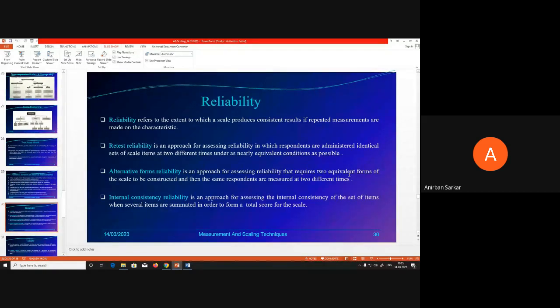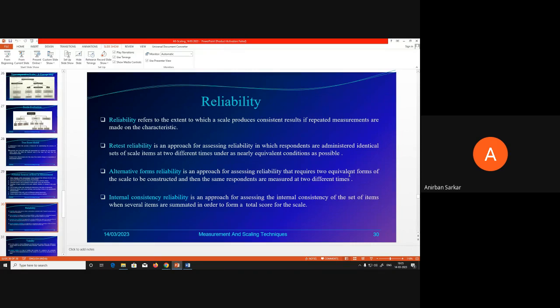Now, consistency leads to reliability. Now, there are three types of reliability. One is test retest reliability, alternative forms reliability, and internal consistency reliability. Now, what is test retest reliability? Actually, it is an approach for assessing reliability in which respondents are administered an identical set of scale items at two different times under as nearly equivalent conditions as possible.